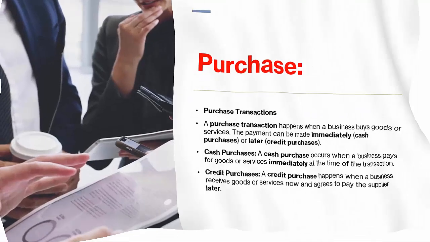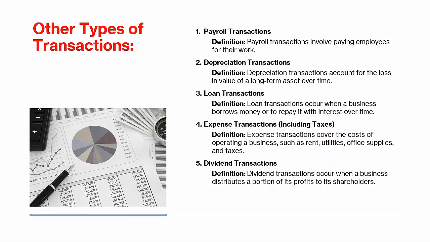Other types of transactions. 1. Payroll transactions. Definition: payroll transactions involve paying employees for their work. This includes wages, overtime, bonuses, and any deductions for taxes or benefits. Example: if you have 3 employees at your cafe and you pay each of them $800 at the end of the month, that's a payroll transaction. These payments include tax deductions such as income tax and Social Security contributions.